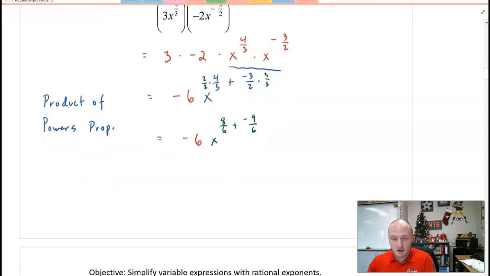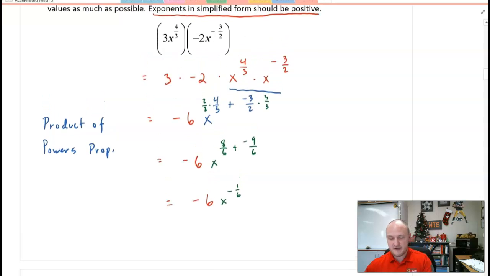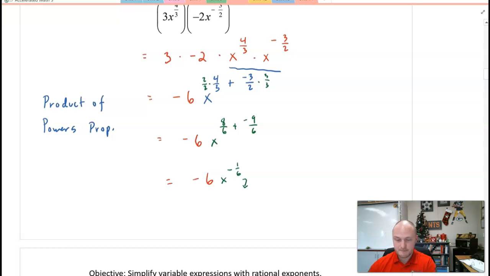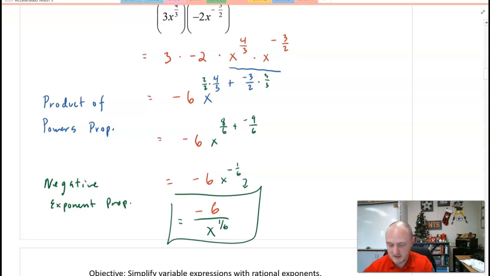Okay, and now that I have a common denominator, I can just simplify those. So we get negative 6x to the power of negative 1/6. Oh, I have a negative exponent. Again, remember your exponent should be positive. So what I have to do now is apply the negative exponent property. All right, so what does this give us? Well, it gives us negative 6 over x to the power of 1/6. Okay, and that is fully simplified.